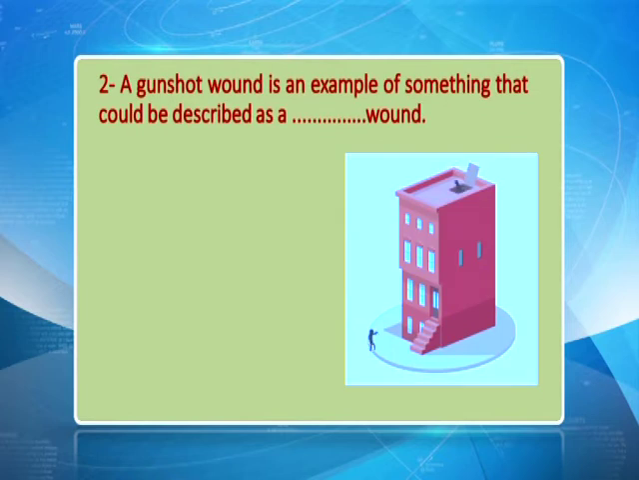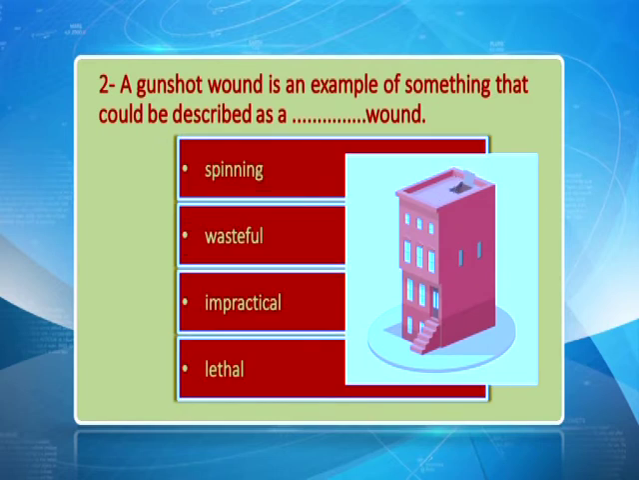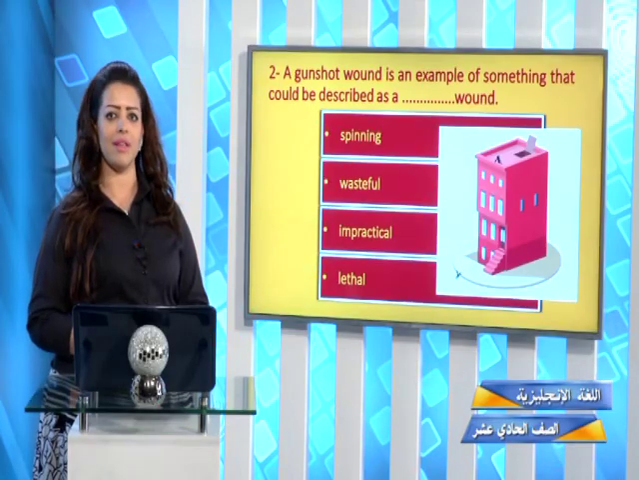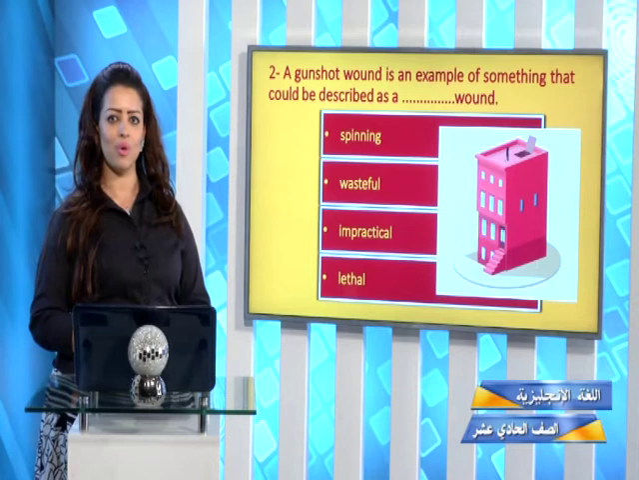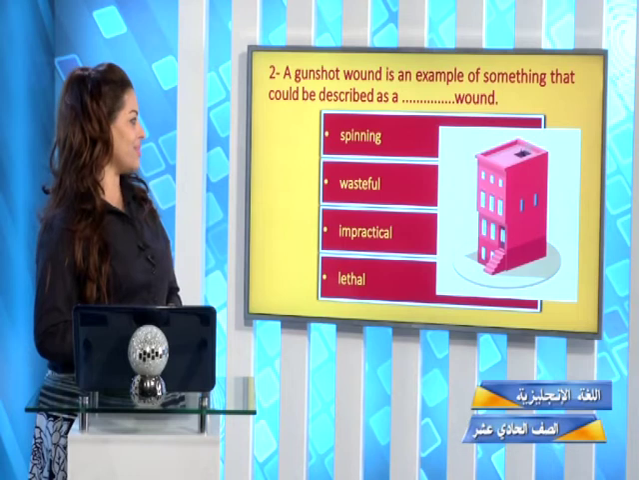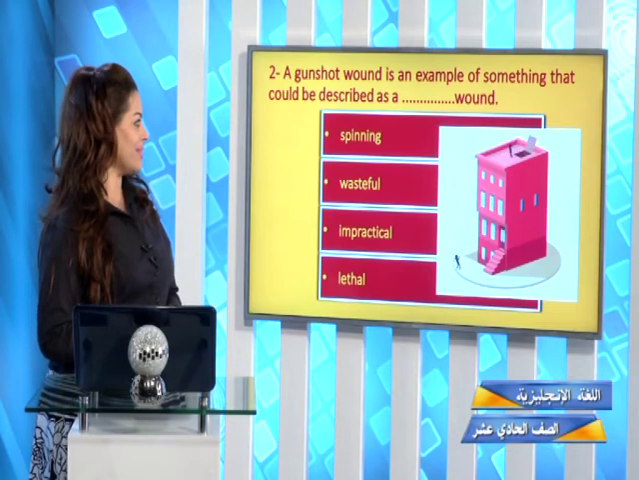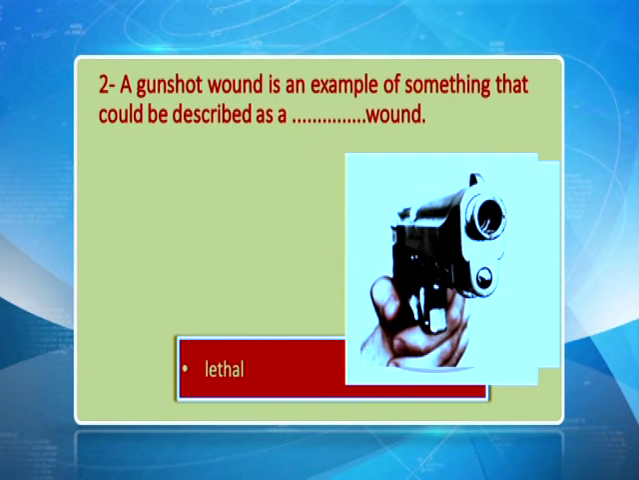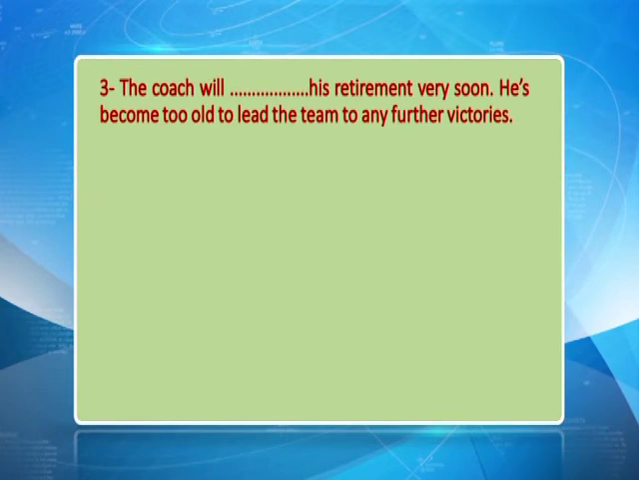Our second question: a gunshot wound is an example of something that could be described as a wound. We have spinning, wasteful, impractical, and lethal. Which one do you think? You should always read the sentence carefully and then the choices. Go over the words. Try to choose the proper word. Which one is it? Very good. It's the fourth choice, lethal.